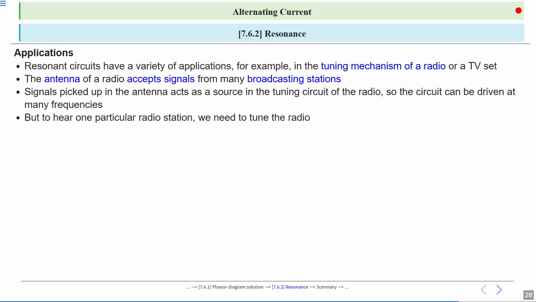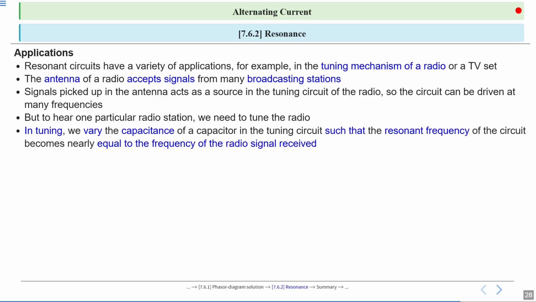But to hear one particular radio station, we will tune the radio. We will set the frequency, the channel of this frequency that we are going to listen to. In tuning, we vary the capacitance of a capacitor in the tuning circuit such that the resonant frequency of the circuit becomes nearly equal to the frequency of the radio signal received.